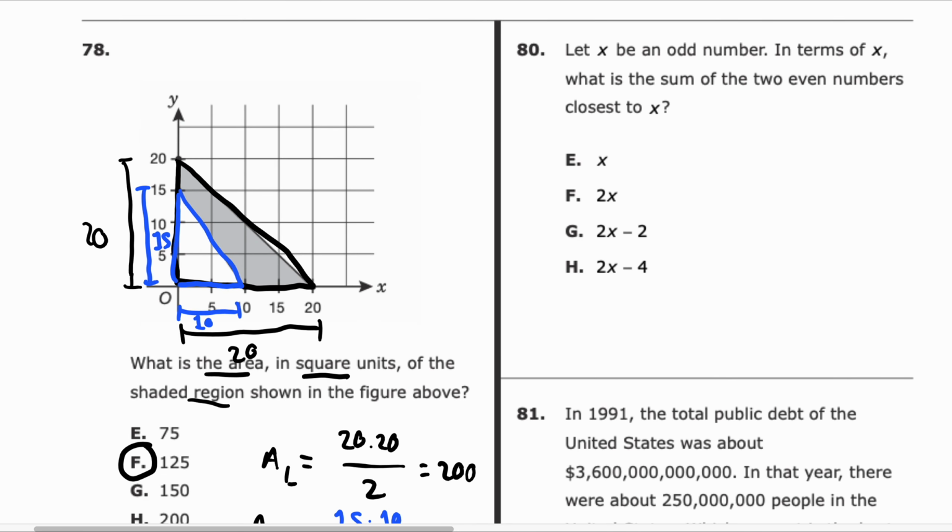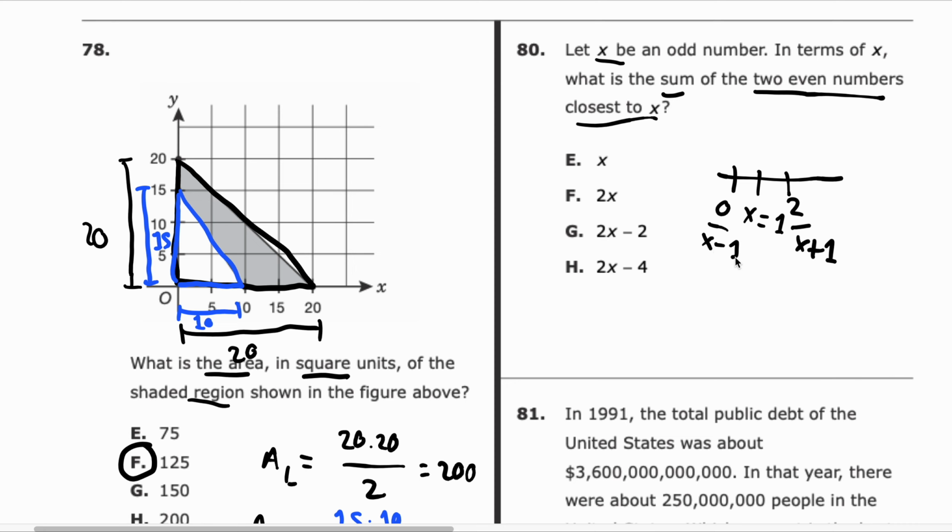Okay, so now we're going to go on to 80. Okay. So x is an odd number. And then in terms of x, what is the sum of the two even numbers closest to x? Okay, so let's say that x is 1. So then we would have 0 and 2, right? So those are the even numbers closest to x, right? And 2 would just be x plus 1, and 0 would be x minus 1.